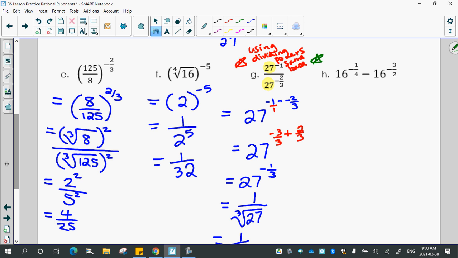And this one, no rule for subtracting powers with same base. So we have to do each one individually. So if you were just looking at 16 to the negative 1/4 as a question, you would first probably do 1 over 16. You could go straight to the 4th root, or to the positive 1/4. And same thing here because I have a negative exponent.